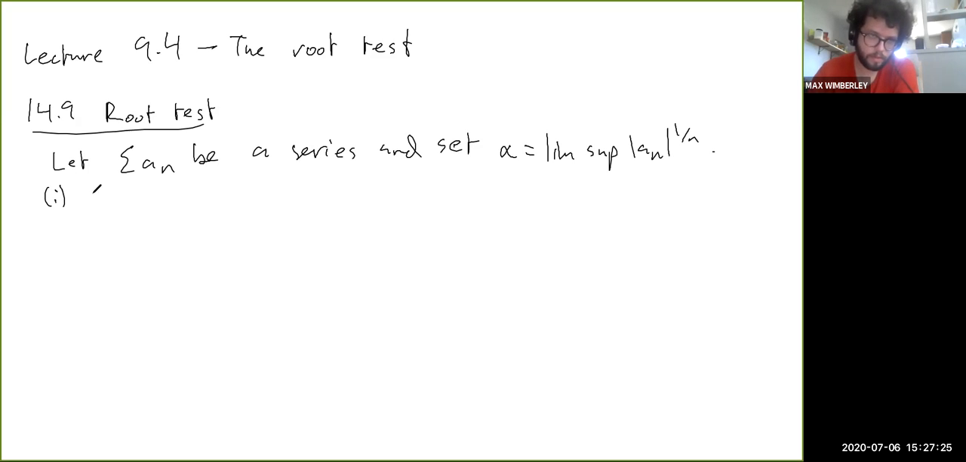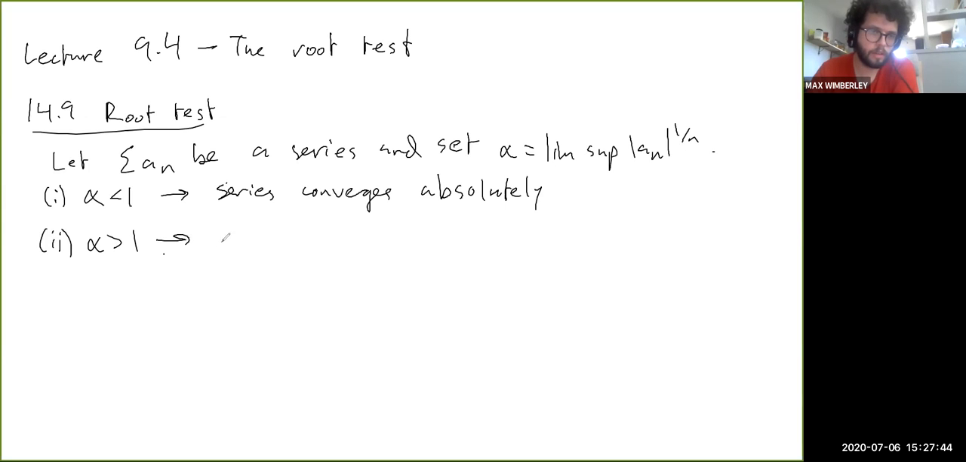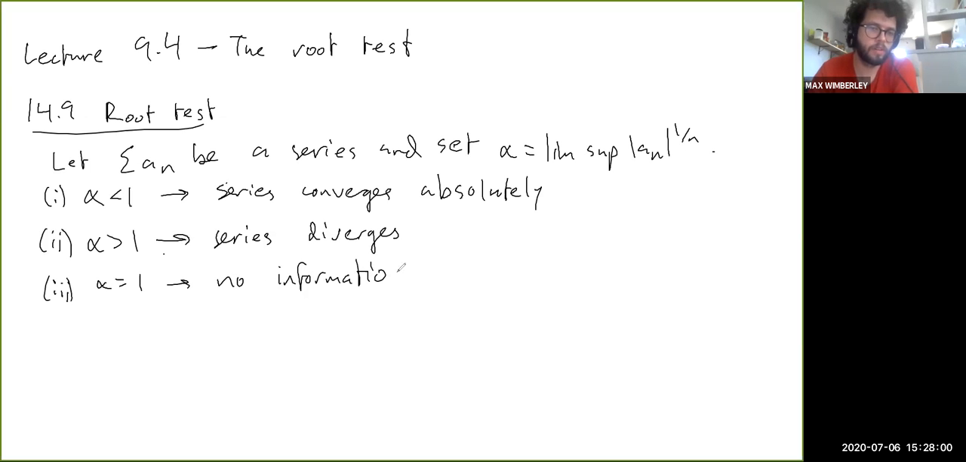If alpha is less than 1, then the series converges absolutely. If alpha is bigger than 1, then the series diverges. And in the third case, if alpha equals 1, we get no information. So the series could converge, it could diverge, we just have no idea.